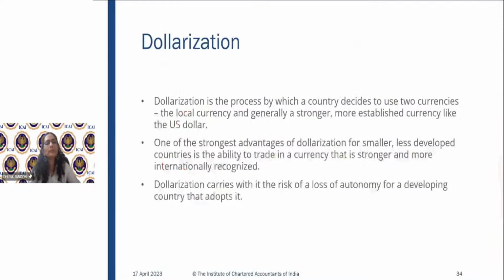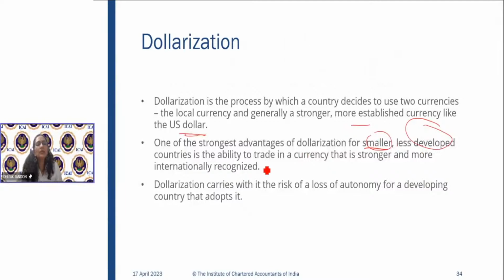Okay. So next is dollarization. Okay, dollarization में क्या होता है? Dollarization is basically you are establishing your currency with respect to the dollar. It is the process by which a country decides to use two currencies, the local currency and generally a stronger foreign currency, that is the dollar. So one of the strongest advantages of dollarization for smaller, less developed countries is the ability to trade in a currency that is stronger and more internationally recognized.